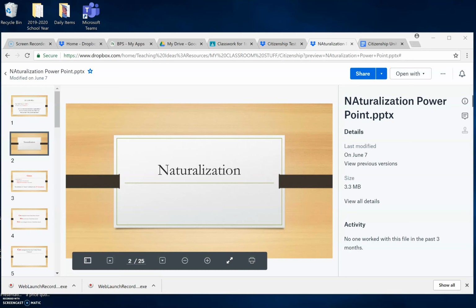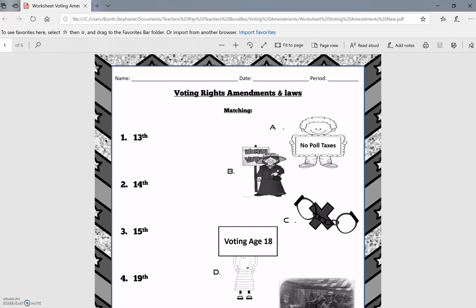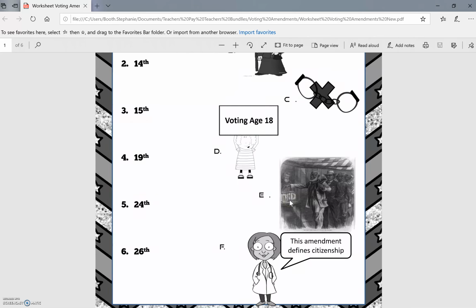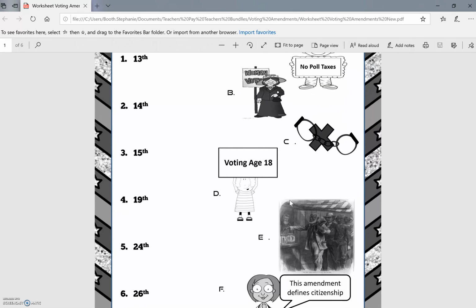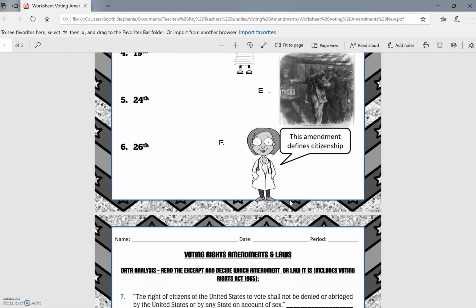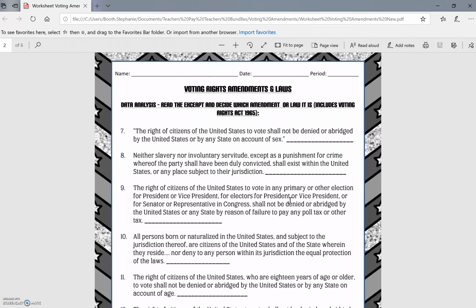So you should have this worksheet here. This is the worksheet you're going to be working on while I walk you through this a little bit. You're just going to match the Amendment 13, which we're going to talk about, to which one of these pictures is the 13th Amendment, on down: 13, 14, 15, 19, 24, and 26th. And then here's going to be a tricky part.